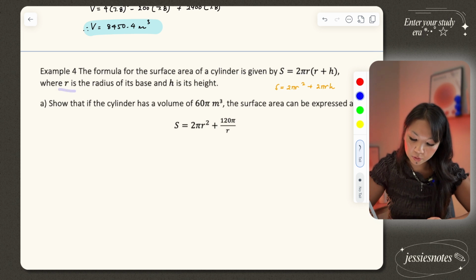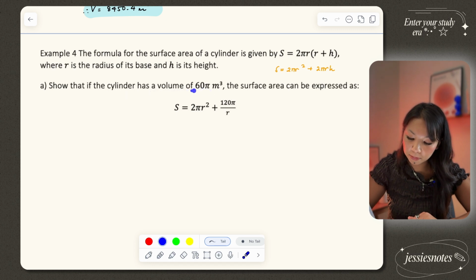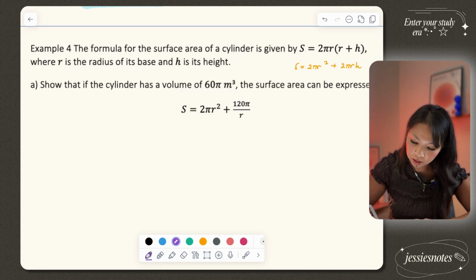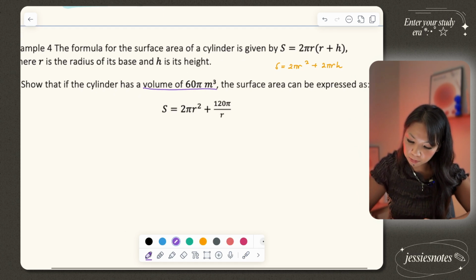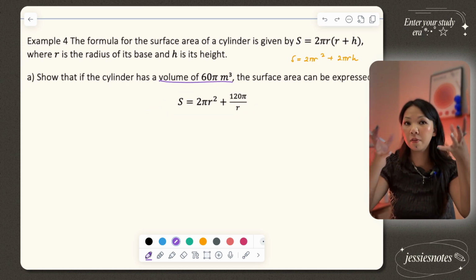And you're given that r is the radius of its base, and h is the height. Show that if the cylinder has a volume of 60 pi meters cubed, so that is what is known, the surface area can be expressed as the following. So we have to create a formula for the surface area from scratch.